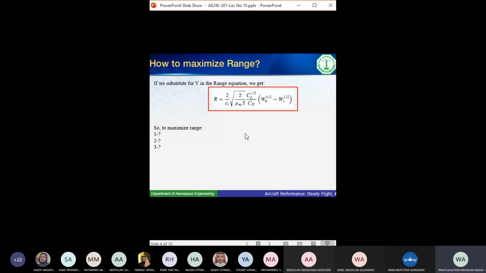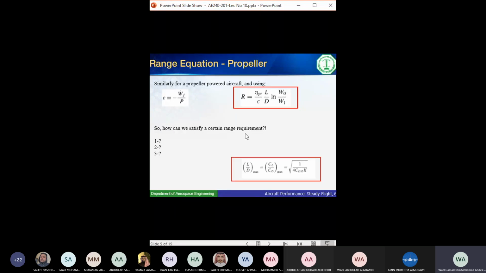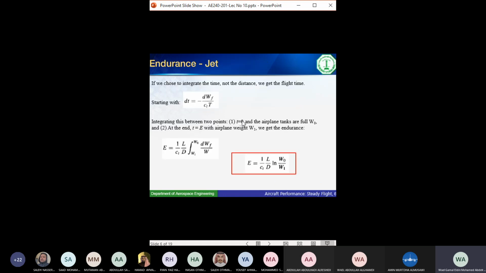Okay. Now to the final question we will answer in this chapter, which is the endurance. Endurance is the time flown by the aircraft. So I don't care about the distance, I care about the time. To get the distance, we integrated ds. To get the time, I will integrate dt directly. So we will integrate both sides between 2 points.